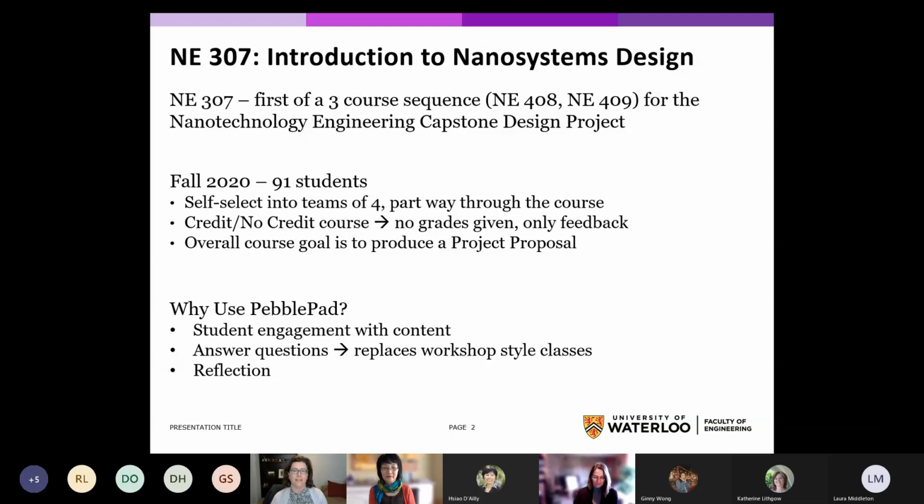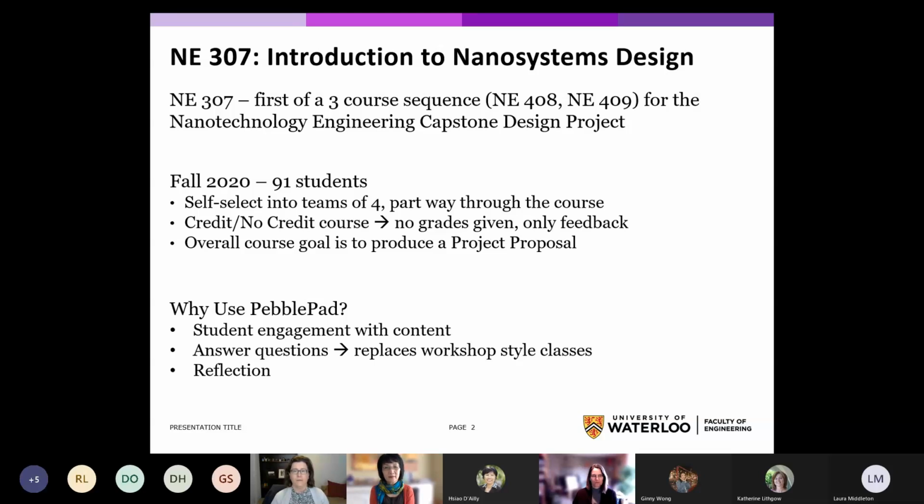This is a course called Introduction to Nanosystems Design, and it's the first of a 3-course sequence. They take this one in third year and then 2 subsequent courses in fourth year. And these round out their engineering capstone design project.